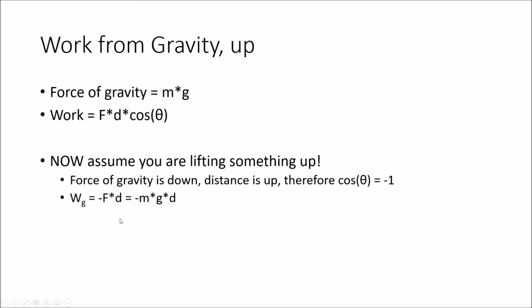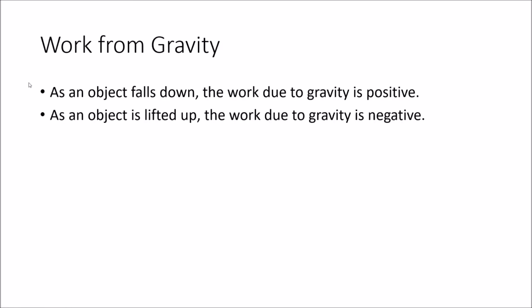Which, yeah, already this is getting weird and confusing, but I'm going to tie it up together to be more clear. We see that as an object falls down, the work due to gravity is positive. If an object instead is lifted up, the work due to gravity is negative. Okay, we'll just save this in our minds. Take this information and file it away in your minds for the next few minutes, because we'll come right back to it after we do something else.